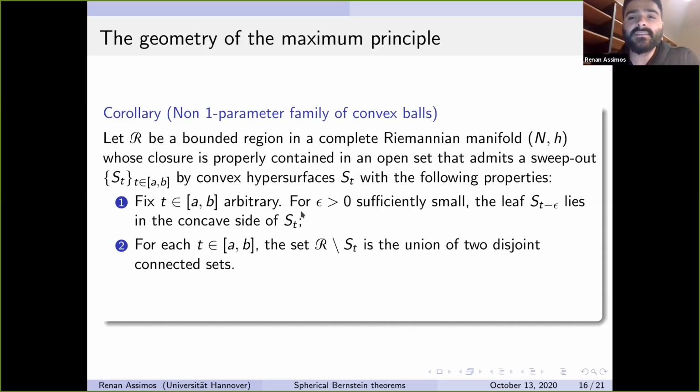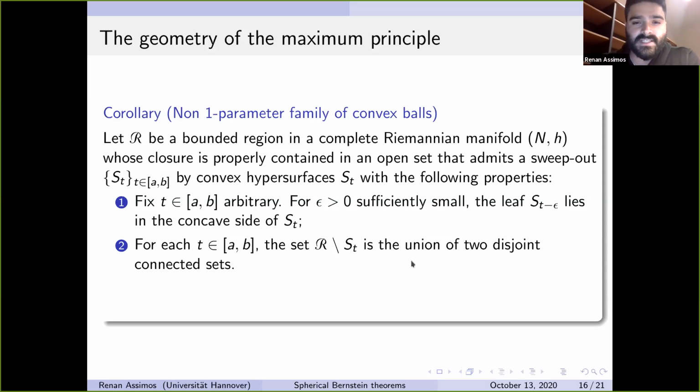Okay, and then you need this sweep out to satisfy conditions that are equivalent to the ones we put in the theorem. Somehow, whenever you remove a leaf of this sweep out, then R is going to be this disjoint union of connected sets. And you also need one leaf to be living on the concave side of the other, otherwise they cannot cross or they cannot intersect.